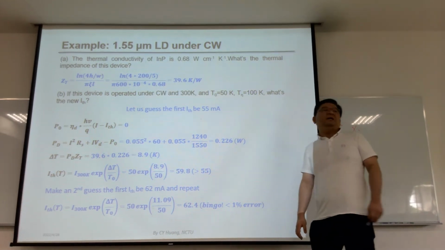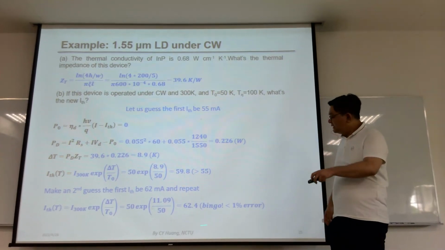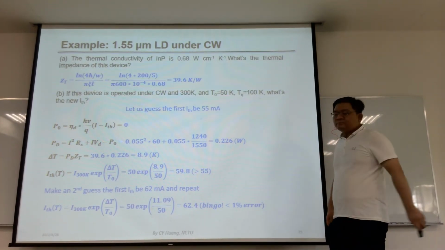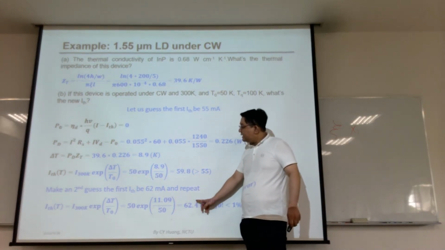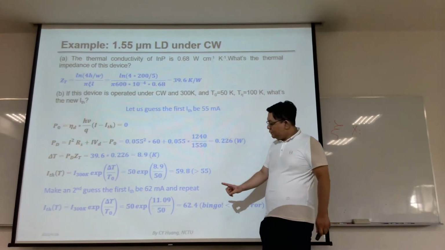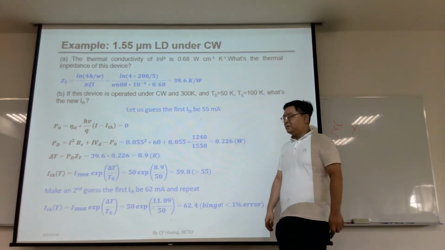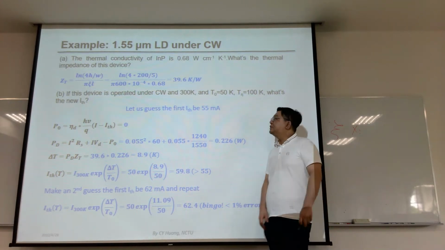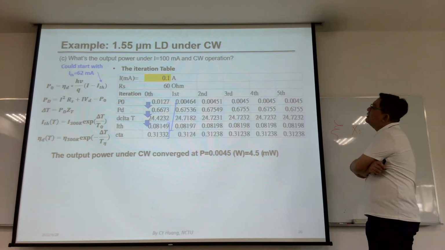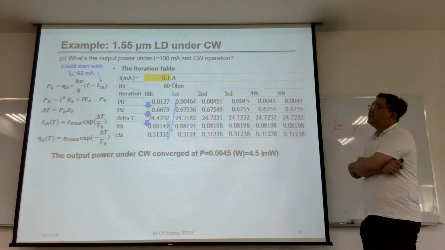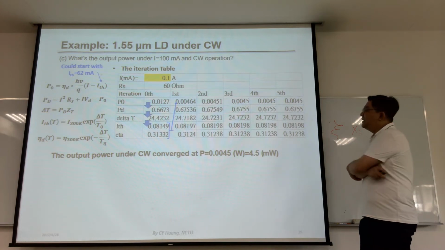You're not going to do that with an infinitely small step. That will be impractical. Anyway, for this case, we found the threshold current density increased from 50 to 6.2 milliamp with acceptable precision. Okay, so what is the output power under I equal to 100 milliamp?